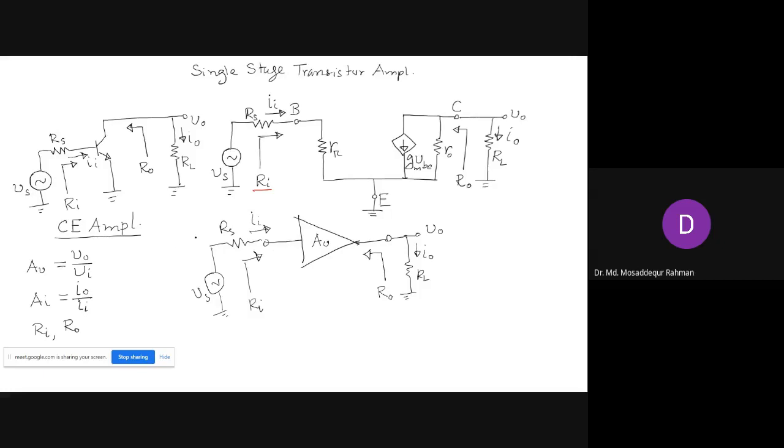So then what will be the input resistance?